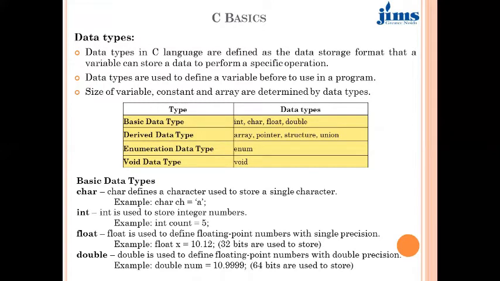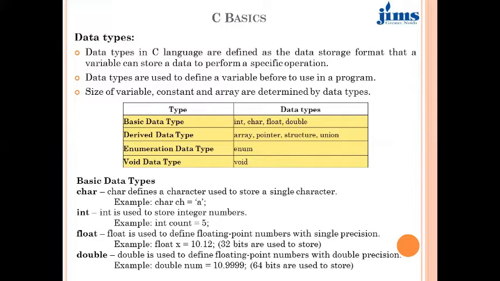Data types. Data types in C language are defined as a data storage format that a variable can store to perform a specific operation. Data types are used to define a variable before using it in a program. The size of a variable, constant and array is determined by the data types.